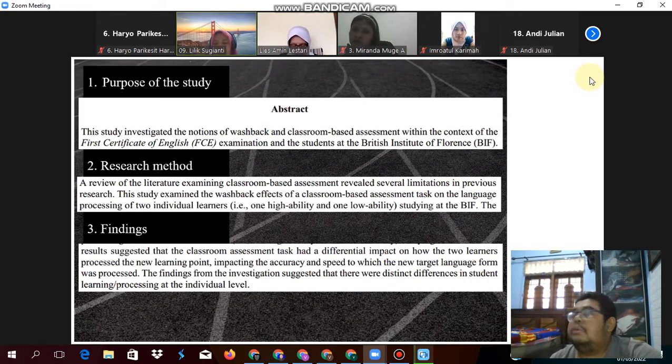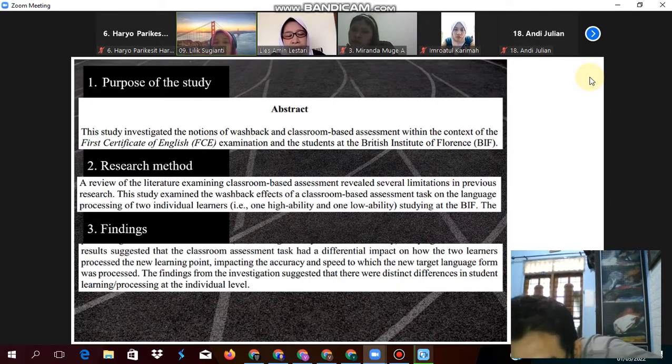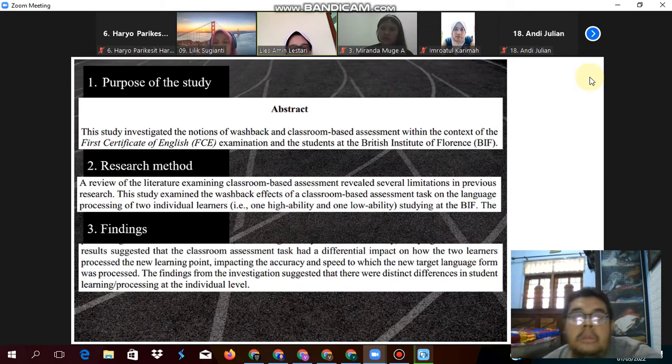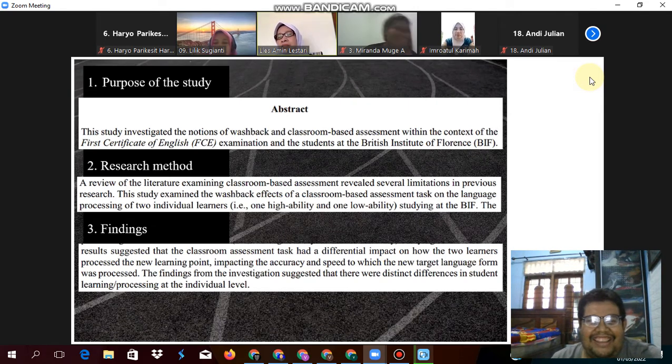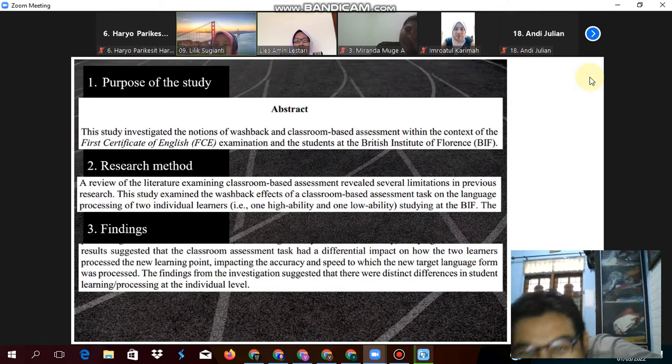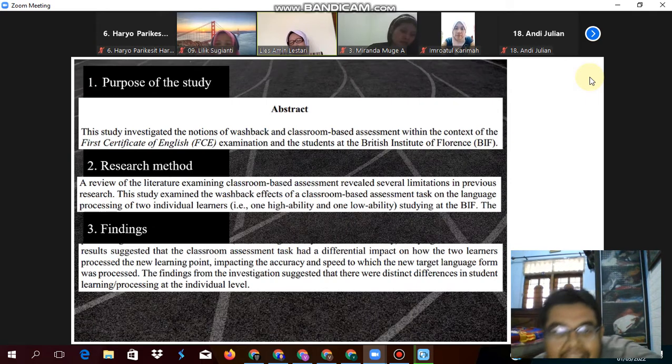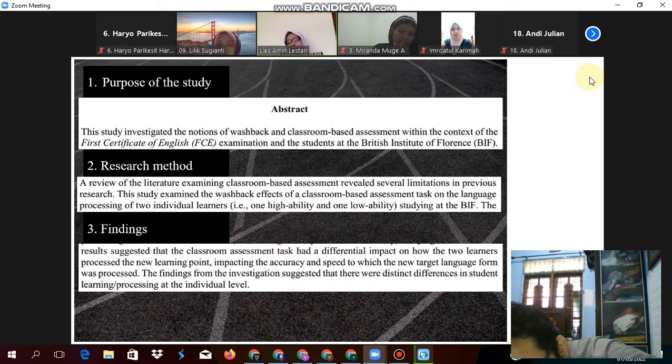In the research method, the researchers explained that they use two levels of ability in the participants, one is high ability and low ability. Why do the researchers use two levels of ability, not one? Why not just one level? Okay, we do not talk about it right now, because there is going to be a section on the method later. So we are going to discuss it later.